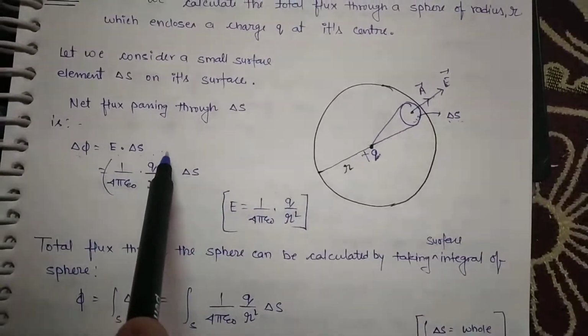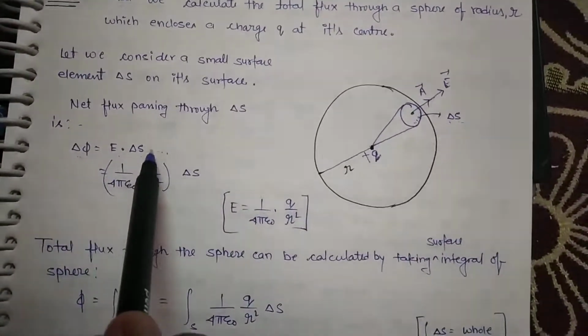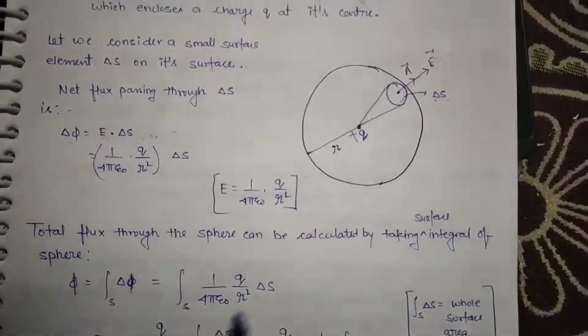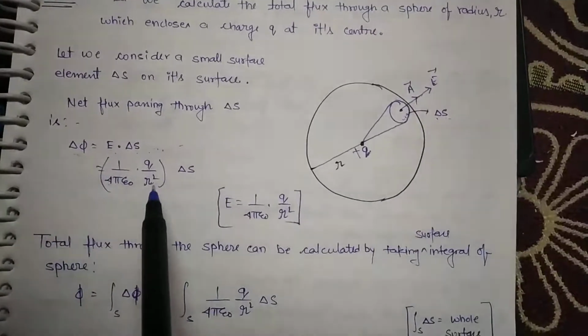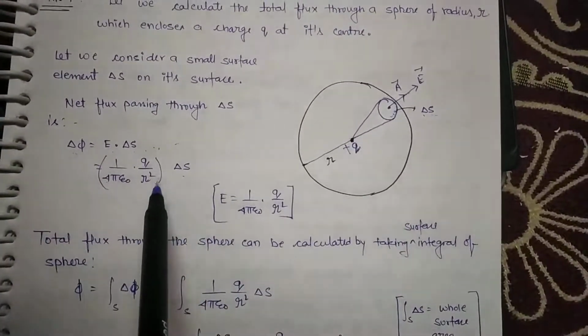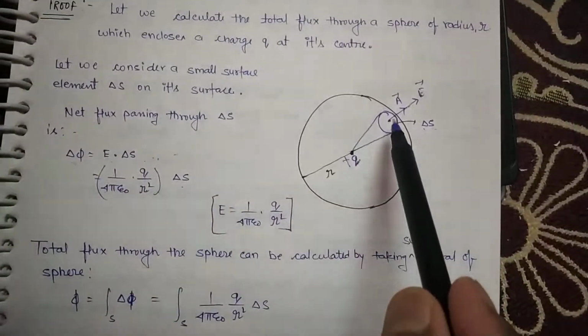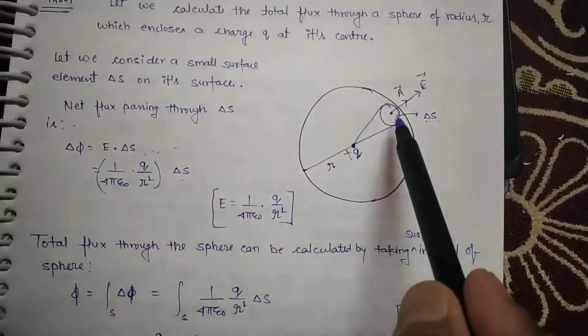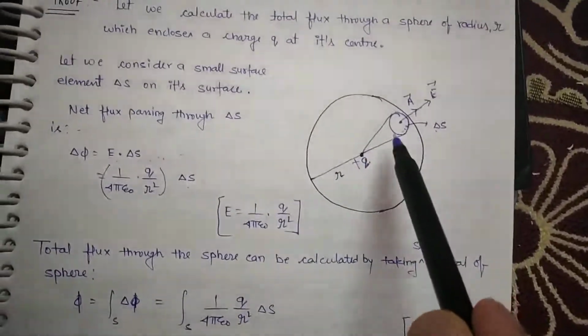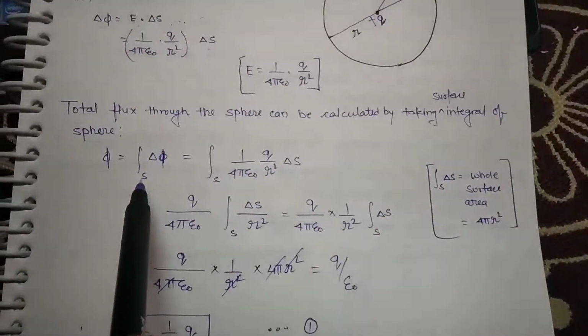The theta will be 0 here, so cos 0 is 1, so I am not including the cos term here. Putting the values, we get a certain value. This is the value for this small surface element delta S. Now if we have to calculate this for the entire sphere, we'll go with the surface integral.